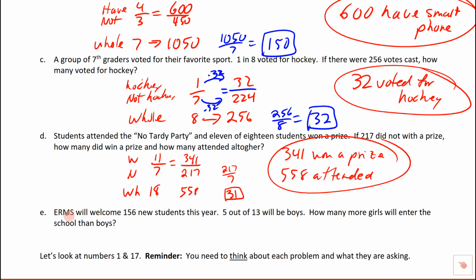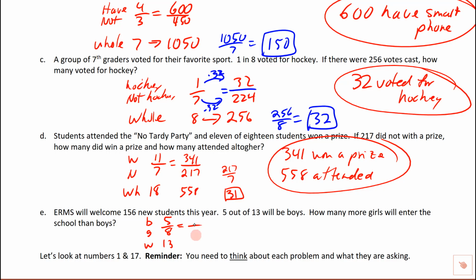And now, it's the last part here. Elkridge Middle School will welcome 156 new students this year. 5 out of 13 will be boys. How many more girls will enter the school than boys? Okay, so 5 out of 13 will be boys. So we're going to do boys, girls, and then the whole. We said 5 boys out of 13, so that means this number right here has got to be an 8. Remember, the two parts have to add up to be the whole.